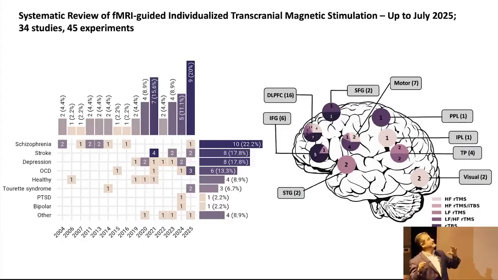But from these 34 studies, 45 experiments, almost none of them compare individualized versus non-individualized. Most of them are just comparing individualized versus sham intervention. Because that is an easier trial, right? So when you compare individualized versus sham, there is a higher chance that you can have a positive result. When you compare it with something that is already working, then the difference is lower, and your chance to find that difference is lower, okay?